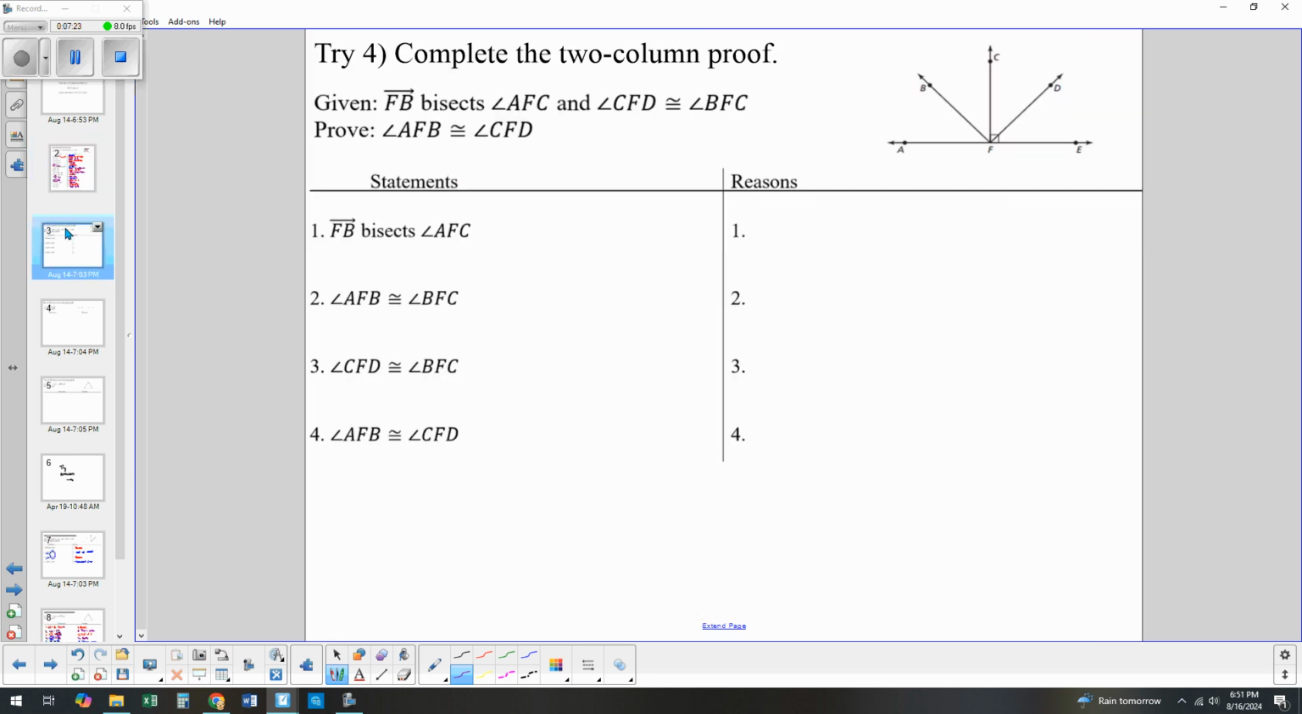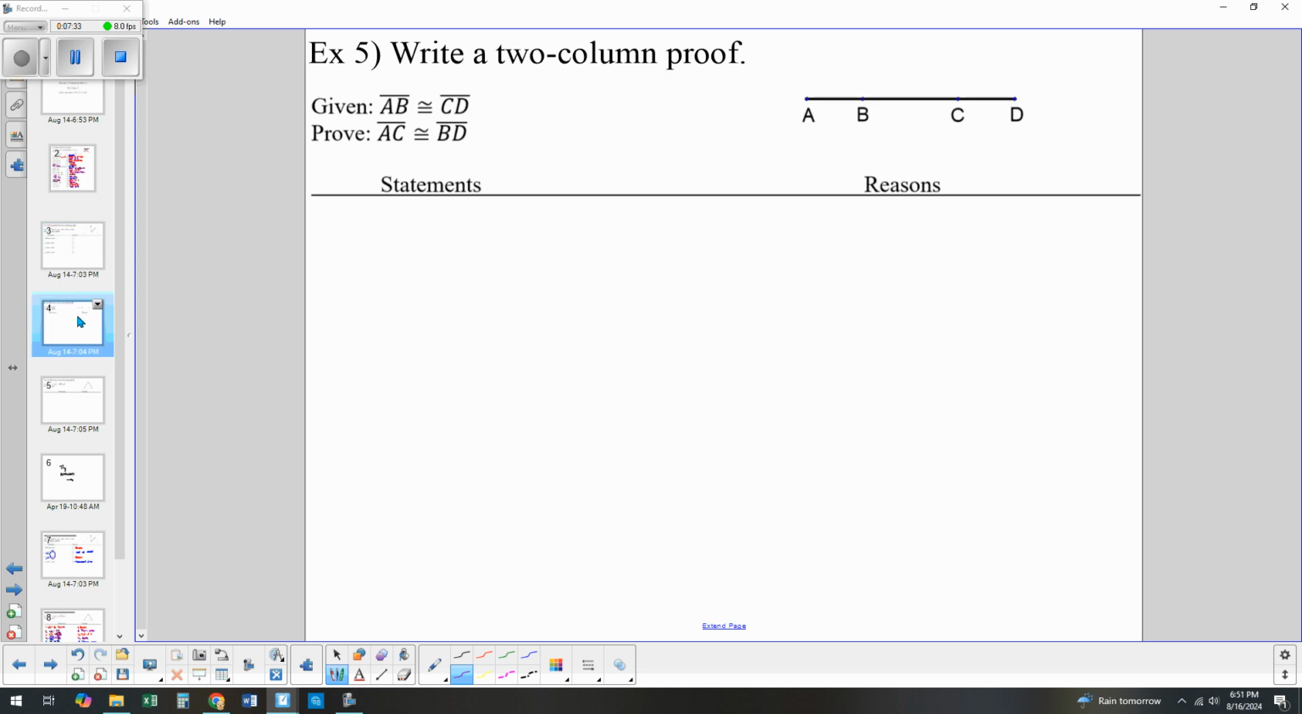You can try this one, much shorter. Answers are posted online. Pause if you were going to try it. Unfortunately, many times you will not be given the steps for a proof at all. And in that case, we're going to have to write the whole thing from scratch.